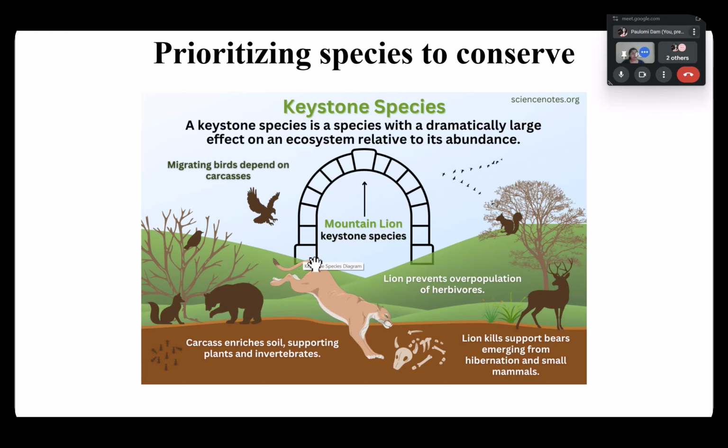So for example, you have the mountain lion. Why is it a keystone species? Lion kills support bears emerging from hibernation, food basically. Their carcasses enrich soil, supporting plants and invertebrates. You have migrating birds that depend on their carcasses. So you have an animal giving up so much benefit for other animals, for the ecosystem. So that's why it's a keystone species.